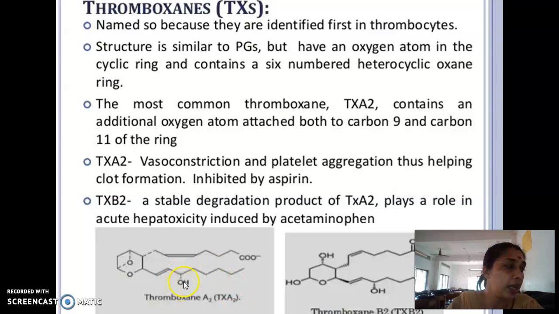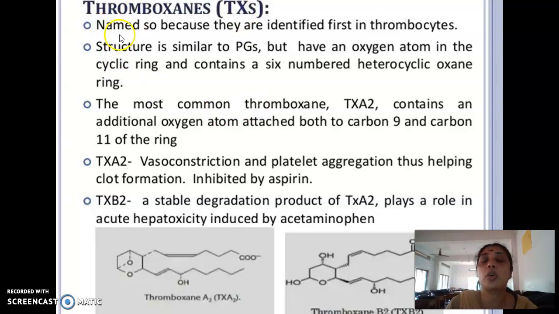Thromboxanes are of different types. TXA2, TXA3 are there, the TXA family, TXB family, etc. They have individual functions also. The most common thromboxane found in the body is TXA2. They have an additional oxygen atom attached to the 9th carbon atom and 11th of the ring system. So you don't have to go into detail of the structure. You just study what I have given in the notes, right?